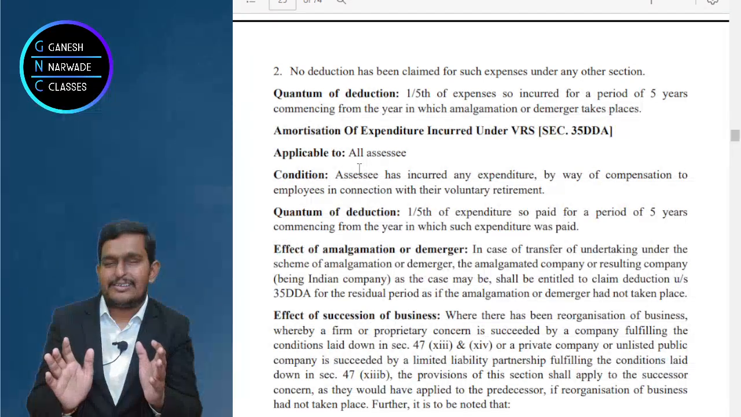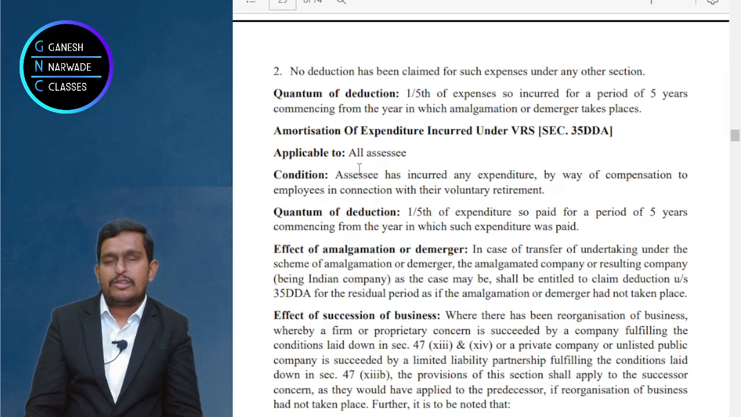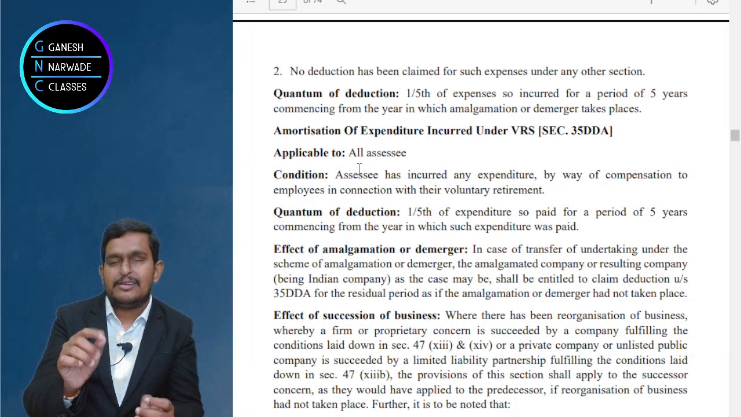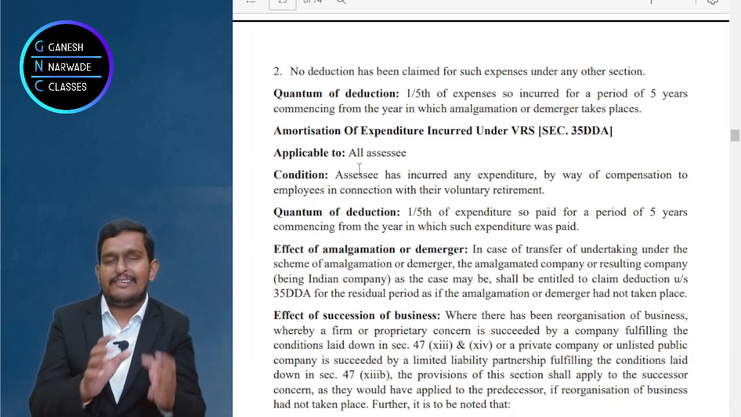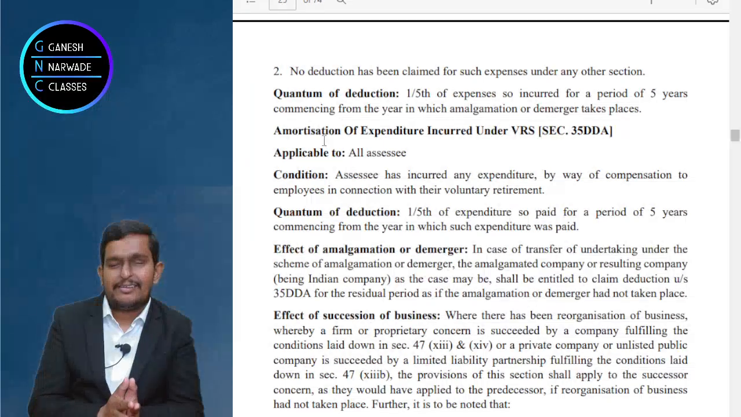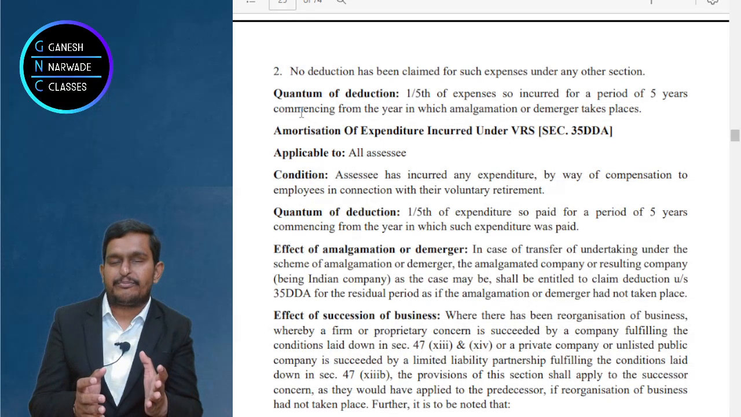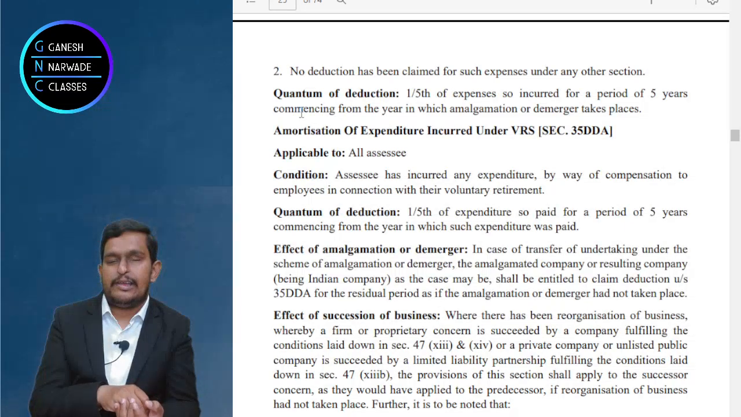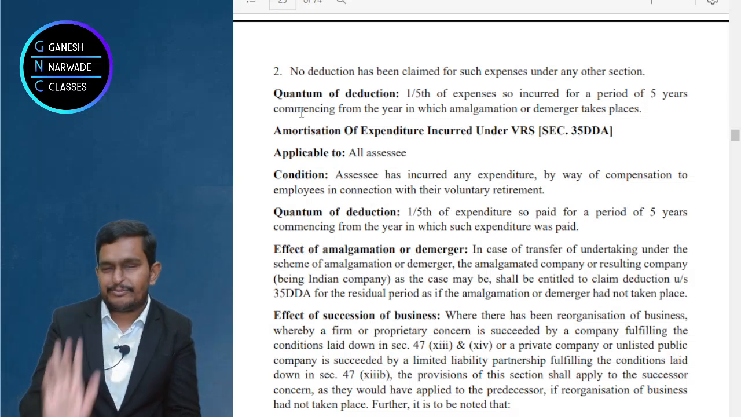Any doubt? I feel no, but still if you have, can WhatsApp me, I would be happy to answer. Now, so simple. 35 DD, expenditure in relation to amalgamation or demerger. Who will get the deduction? Only Indian company. When they will get the deduction? If they incur such expenditure, and they should not claim the deduction under any other section, then only you can claim under 35 DD. Okay. In how many installments? In 5 installments you will get the deduction.